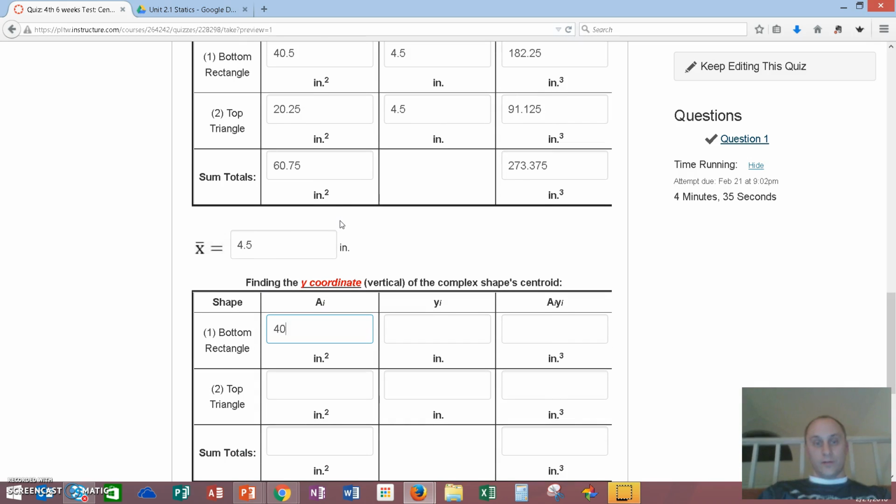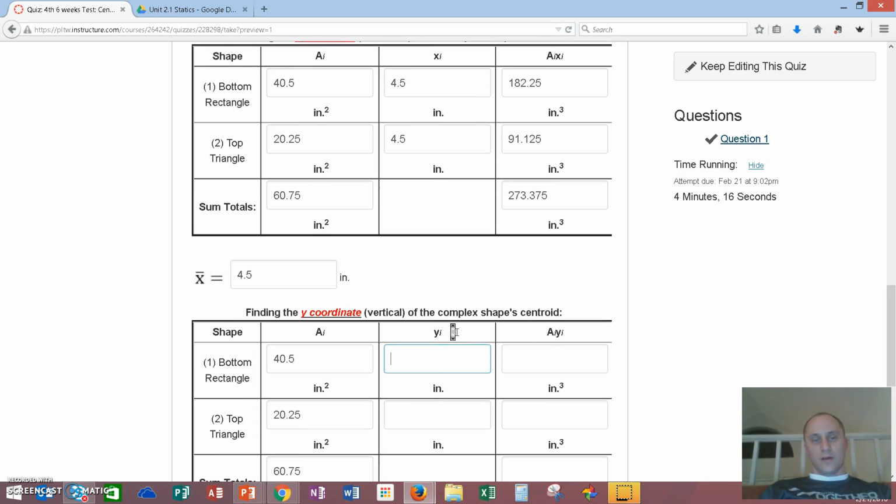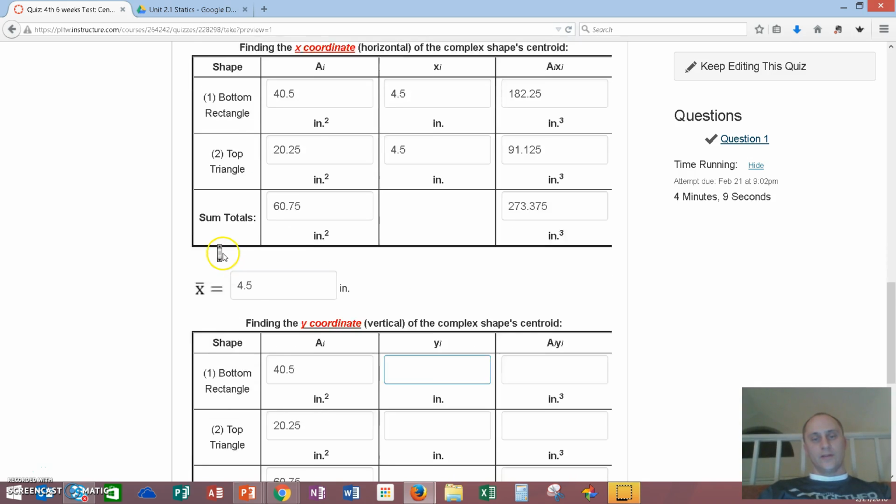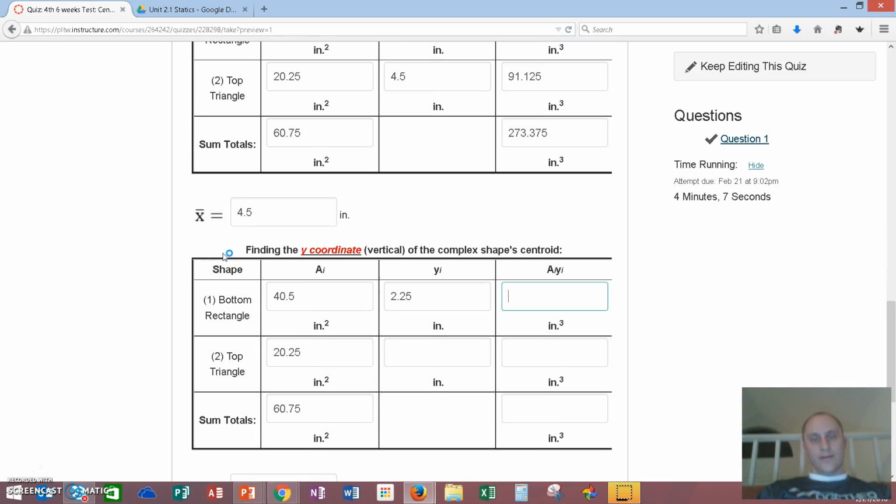The area doesn't change for the rectangle, nor does it change for the triangle. So all we have to do is copy those numbers back in there. And here we go. Now, if there's a hard part, here it comes. We need to find the y location of the bottom rectangle. So we just go halfway up the x-axis. Half of 4.5 is 2.25.